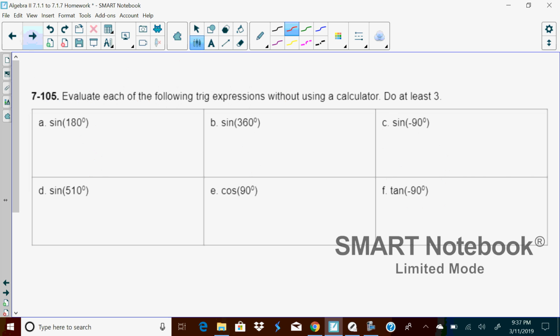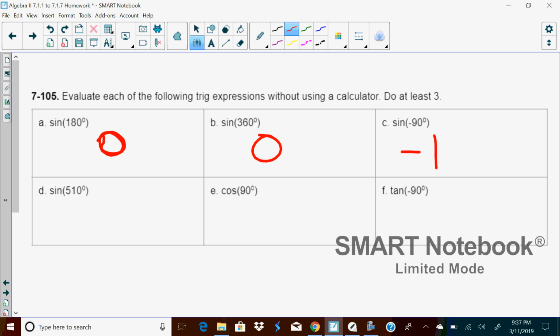105, evaluate each of the following trig expressions without using a calculator. Do at least 3. So 180 degrees is going to be pi, so sine of 180 is 0. Sine of 360 degrees is going to be 0 as well. Negative 90 would be the same as 270. So the sine is negative 1, so the answer is negative 1.